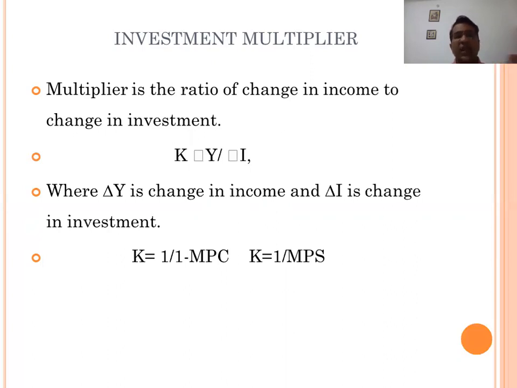In the same way, if MPC is not given but MPS is given, we have two ways. One is to calculate MPC first, 1 minus MPS is equal to MPC, or we directly apply K is equal to 1 upon MPS. So that is the multiplier. In this way, we can calculate the multiplier. The multiplier is the ratio of change in income to change in investment.